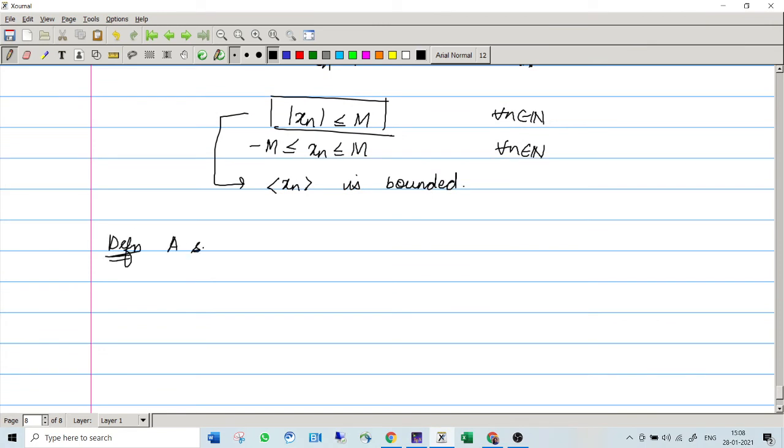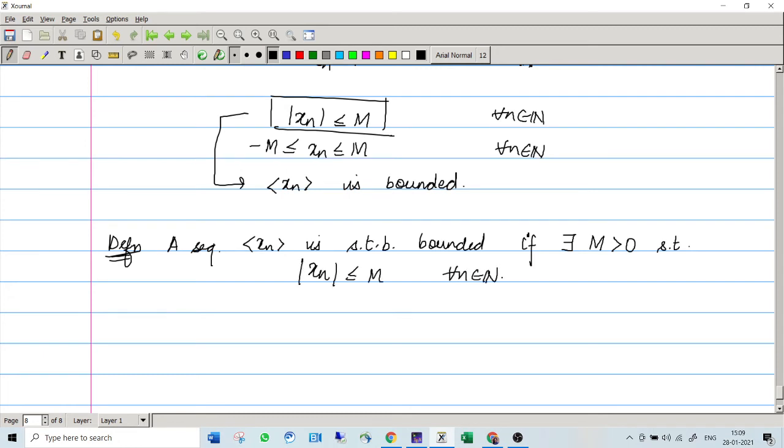A sequence xn is said to be bounded if, again, you're looking for a number. Earlier you were looking for two numbers such that xn would be greater than one and less than the other. Now you're looking for just one number m greater than 0 such that the modulus of xn will be less than or equal to this m for every n in N.